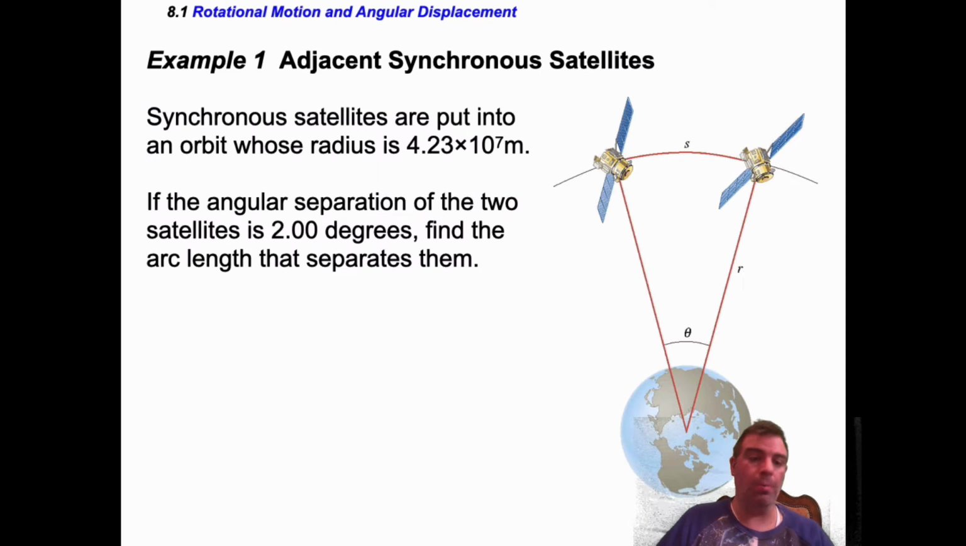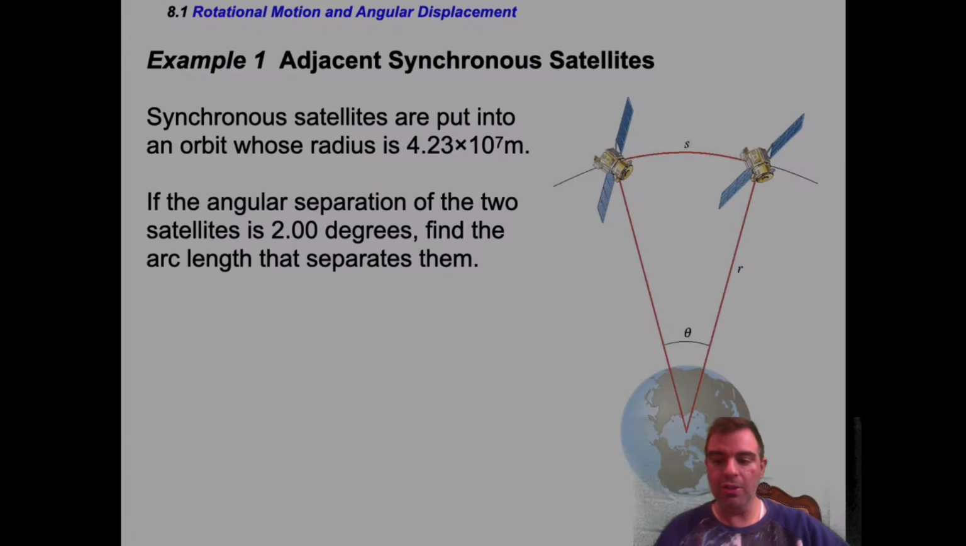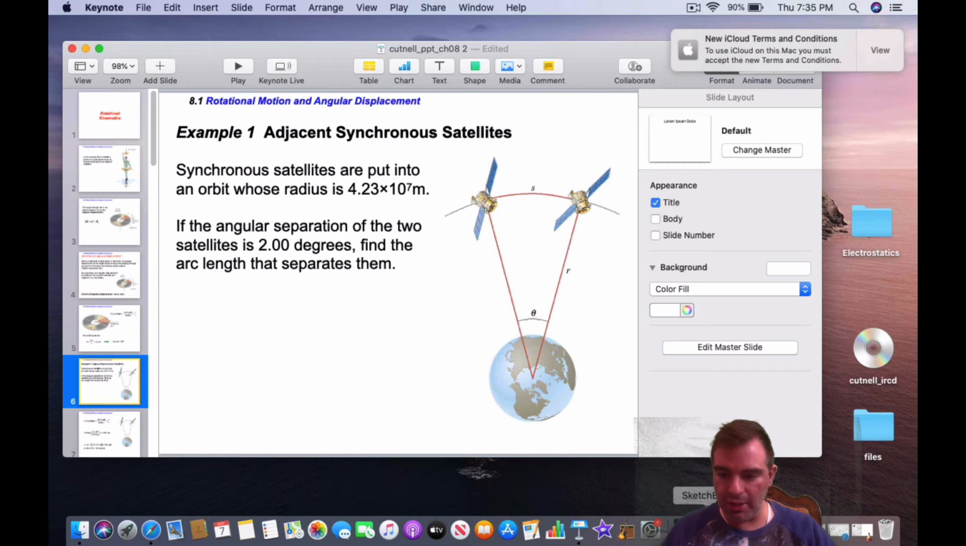Let's do our first problem. Okay, we have synchronous satellites that are put into orbit, and the radius is given to us as 4.23 times 10 to the 7 meters. And now they're telling us that the angular separation of the two satellites is 2 degrees. And they're asking us to find the arc length that basically separates them. So let's go right over here to our trusty sketch pad.